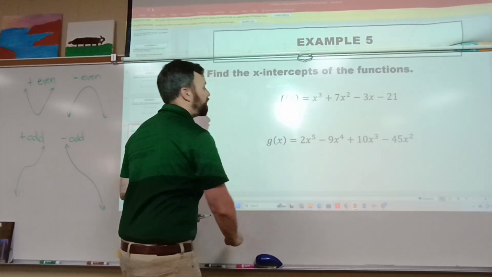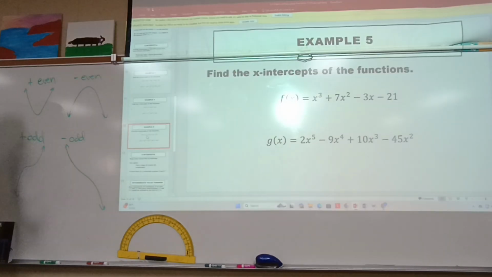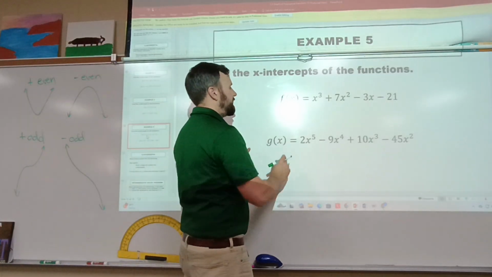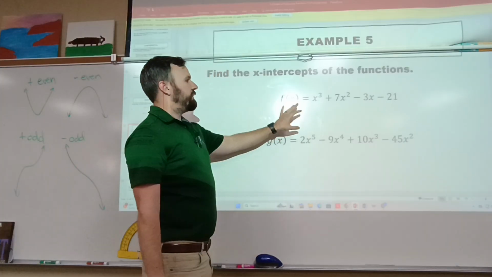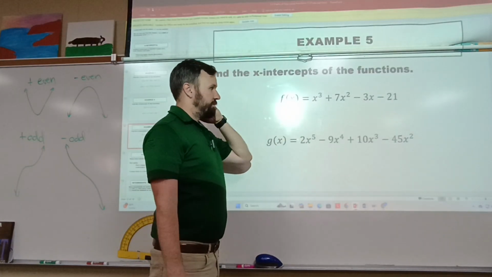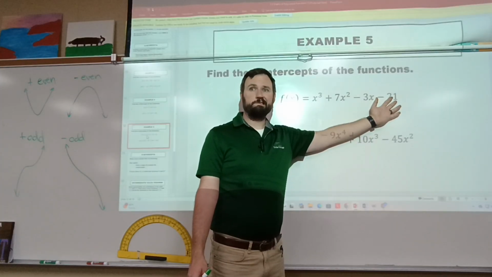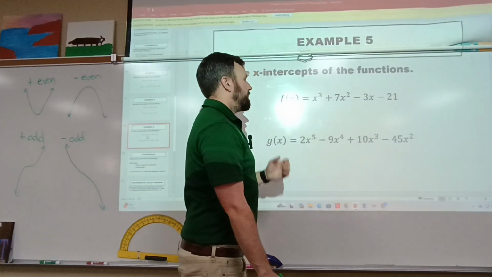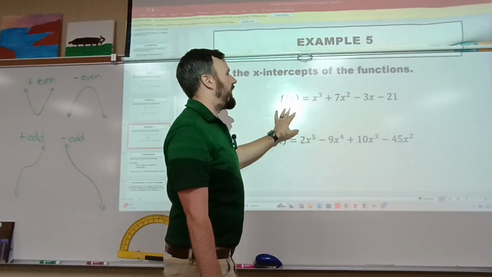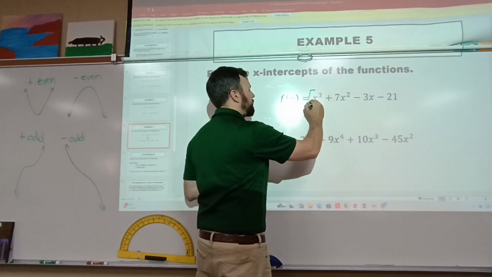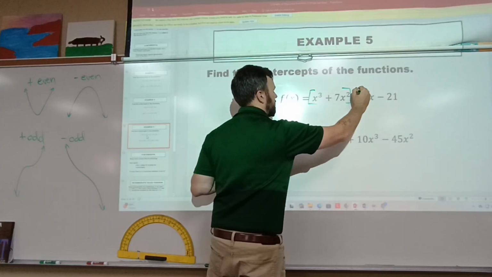Because this one you might have done grouping sometime in your life, but you use it so rarely that it's one of those things that you do it and you forget how to do it. So if you see a function like this, I can't pull an x out, can I? If you can't pull an x out, I would say try grouping. So what I would do is group it into two sections.